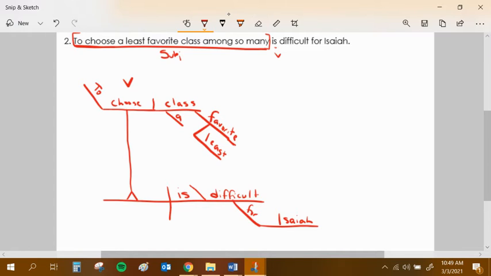And then we have among so many. Well, you could look at this as either being a class among so many or he's choosing among so many. To me, I like putting it underneath choose. So I'm going to say he's choosing it among many, so many. So here comes down the word among. Here's many as my noun. It's kind of a weird noun, but it is. And then here's so.